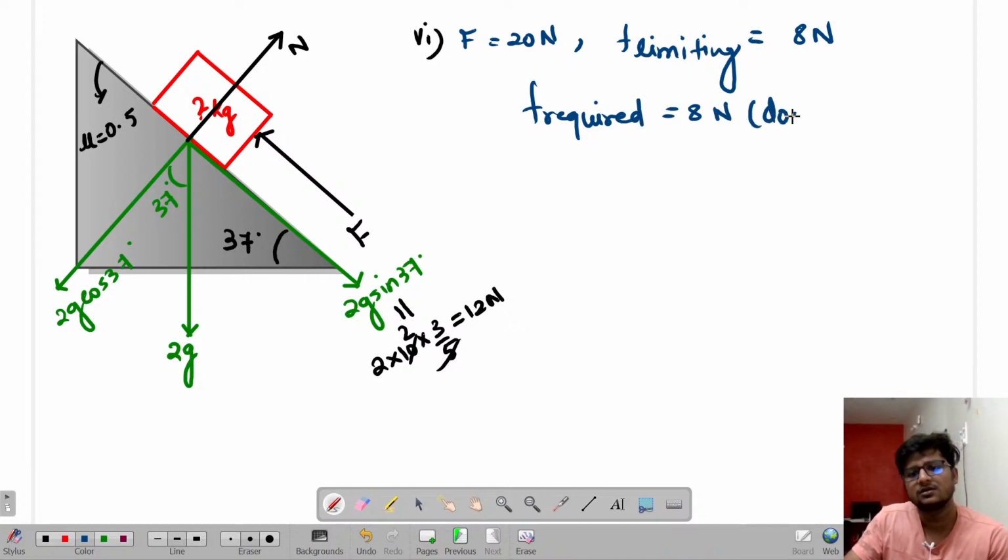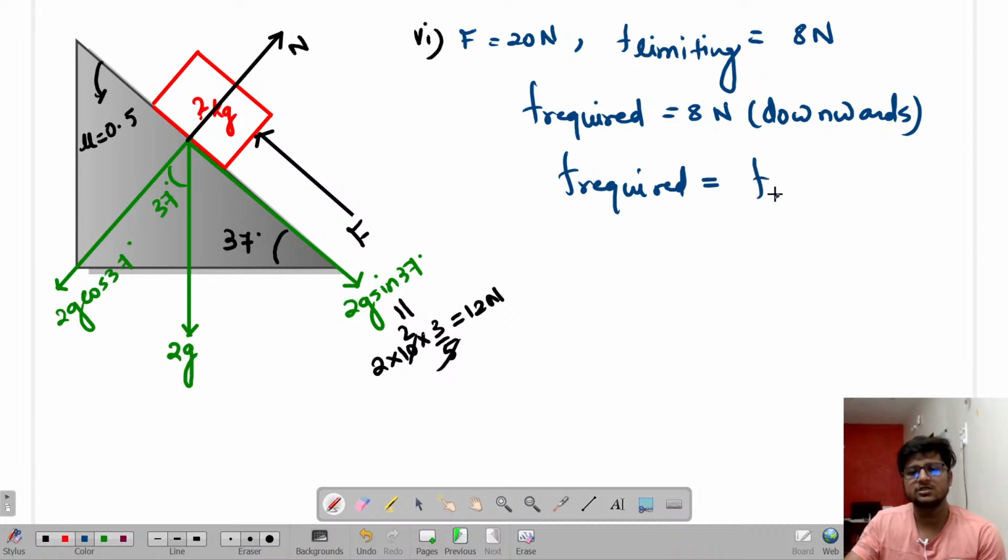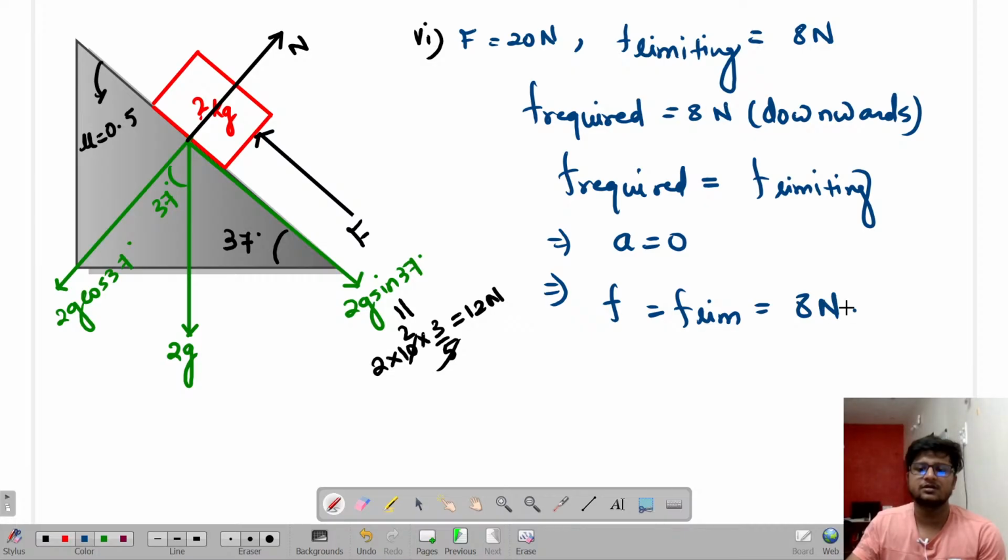8 Newton in downwards. Can this F limiting provide it or not? Why? Because F required is exactly equal to how much? F limiting. And if F required is equal to F limiting, again acceleration is how much? 0. Frictional force will be basically F limiting, and that is equal to how much Newton? 8 Newton. Are you able to get me or not?